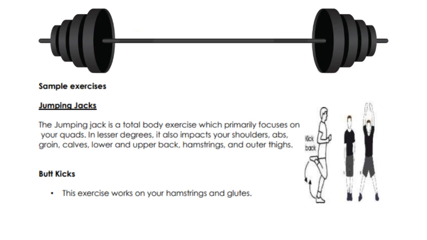Sample exercise that you can add to your activity. Jumping jacks. The jumping jacks is a total body workout which is primarily focused on your quads. In lesser degrees it also impacts your shoulders, abs, groin, calves, lower and upper back, hamstrings and outer thighs. Butt kicks. This exercise works on your hamstrings and glutes.